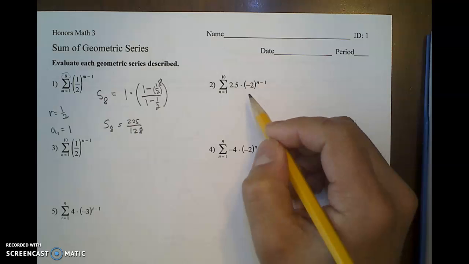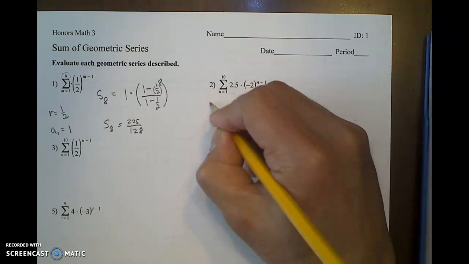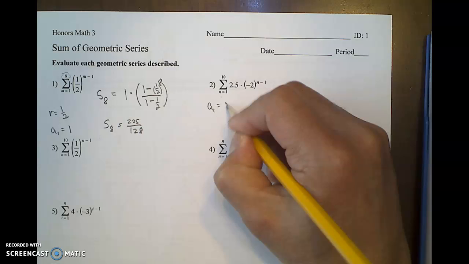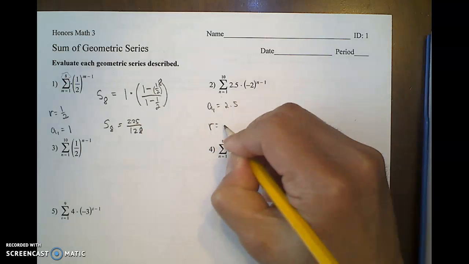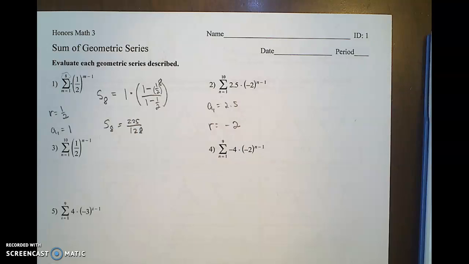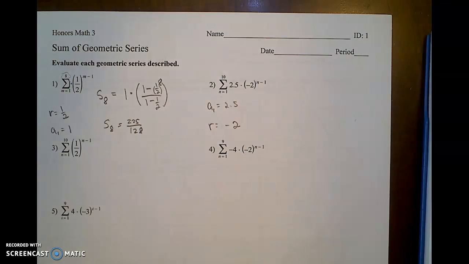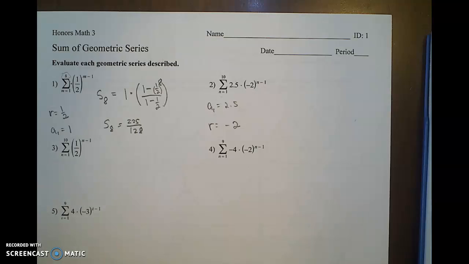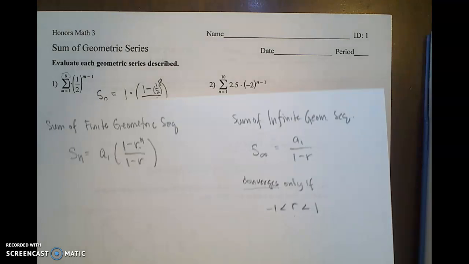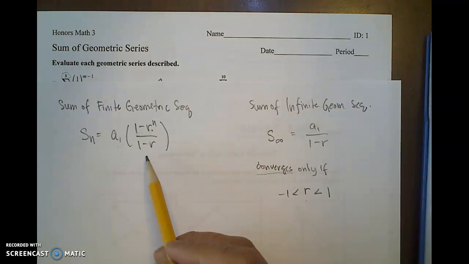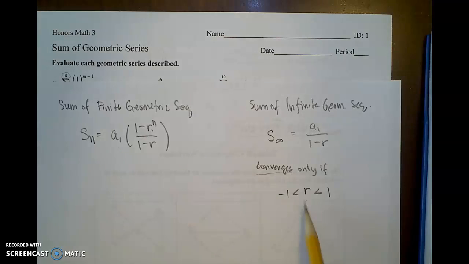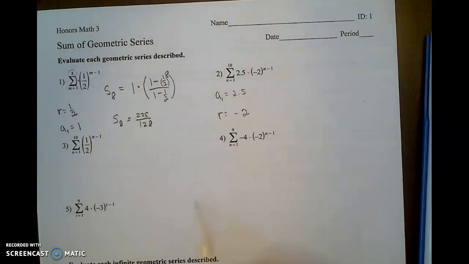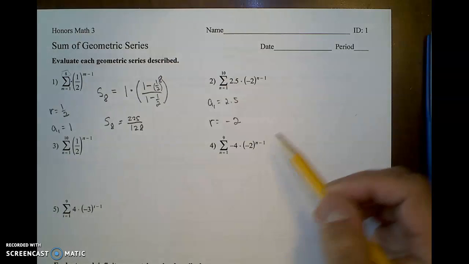Let's do one more of this type. Here, we can clearly see what the first term is. The first term of this geometric sequence is 2.5. The common ratio is -2. Now we have to remember that for a finite sequence, there is no restriction on what the value of r needs to be. We only have that restriction for the infinite geometric sequence. So our r value of -2 is valid.